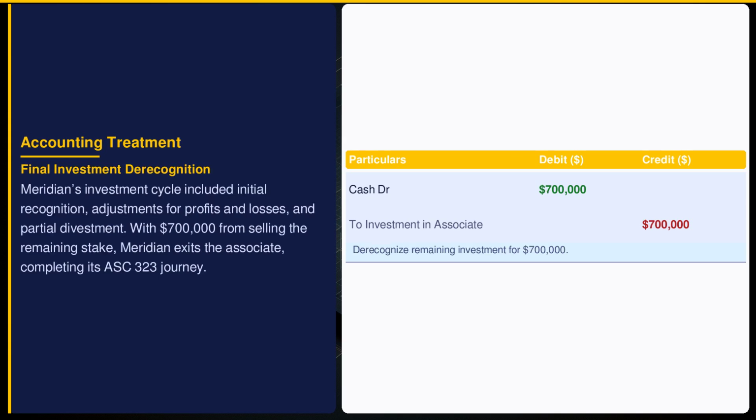Derecognizing the remaining investment closes the chapter on Meridian's associate involvement. The $700,000 proceeds finalize the investment's life cycle, removing its carrying value from the balance sheet. This exit strategy aligns with ASC 323, ensuring accurate reflection of economic reality in financial statements.